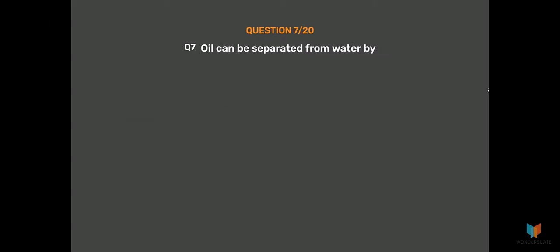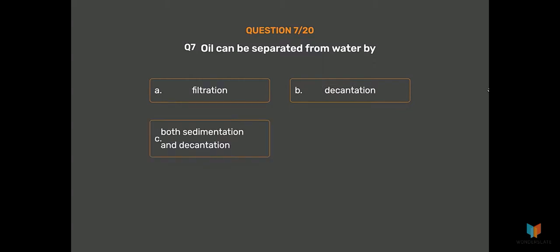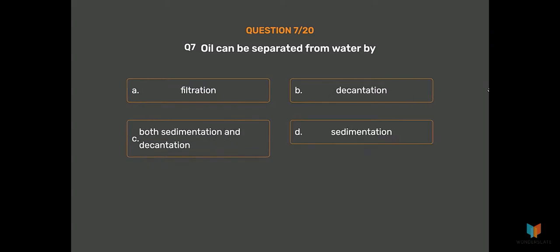Question number 7. Oil can be separated from water by option A. Filtration. Option B. Decantation. Option C. Both sedimentation and decantation. Option D. Sedimentation.